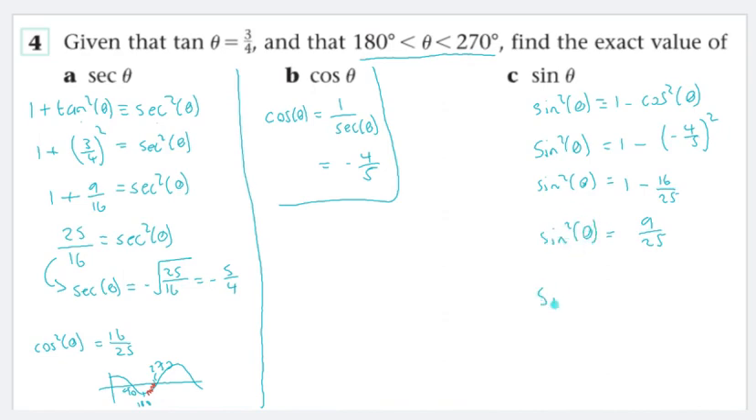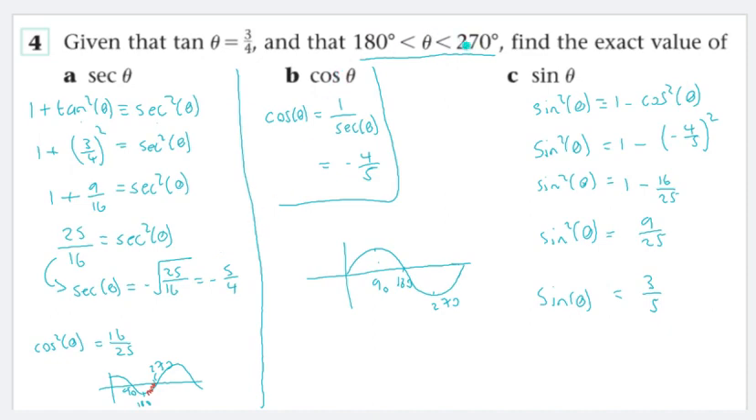And then sine theta is going to be either the positive square root, which is 3 over 5. We just need to check, is it that or is it the negative? Same thing. We are going to draw a graph. So this one, we've got 90 here, we've got 180, and we've got 270.